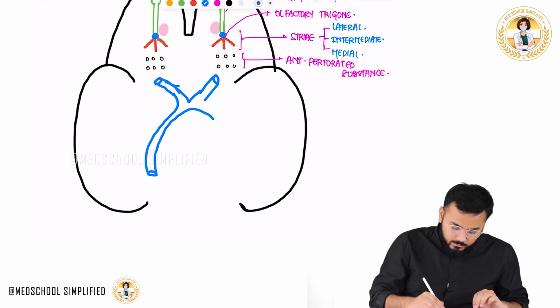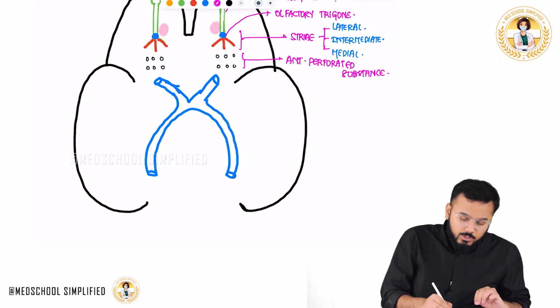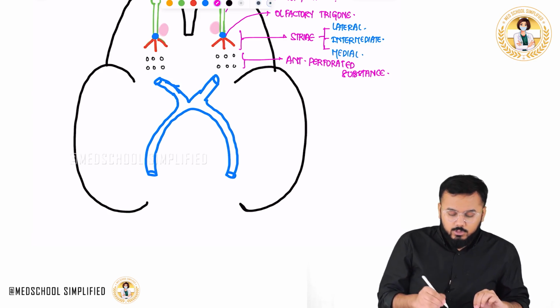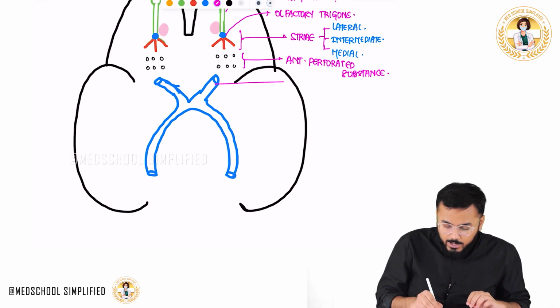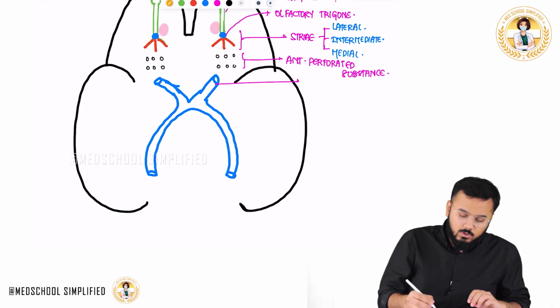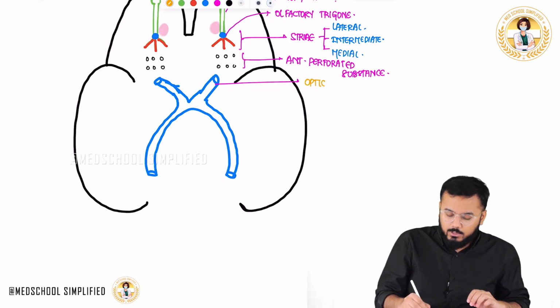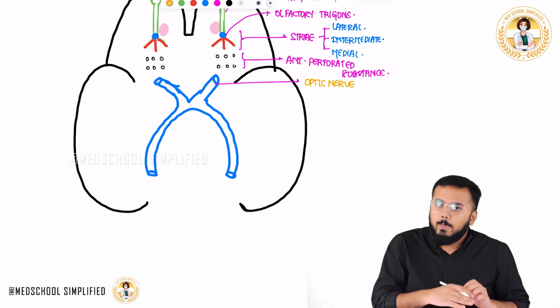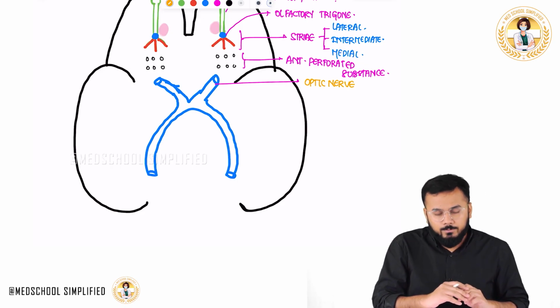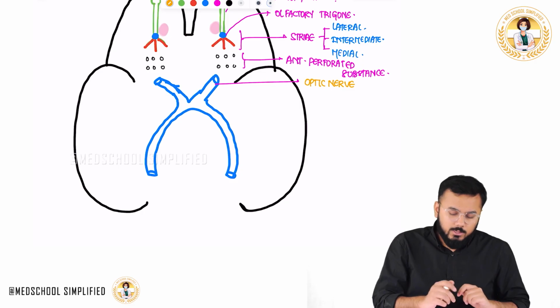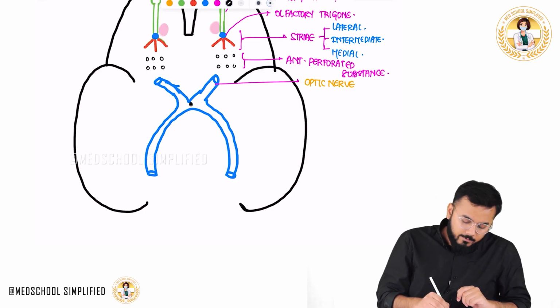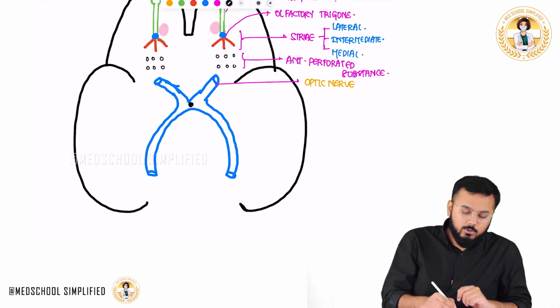right? So let me first finish up the picture. Yeah. So if you can see here, right? So these two are called as optic nerves. So this is called as optic nerve and that is called as optic nerve. One is called as a right optic nerve and the other one is called as a left optic nerve. Now both the optic nerves are joining together and you see this center point where these both optic nerves are joining together, right?